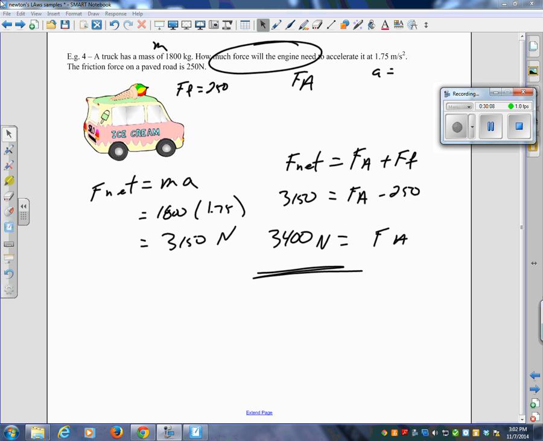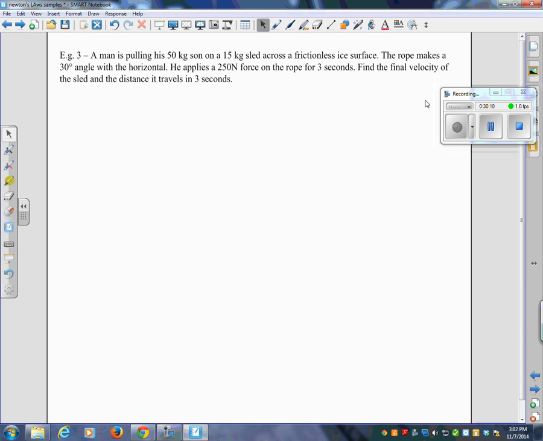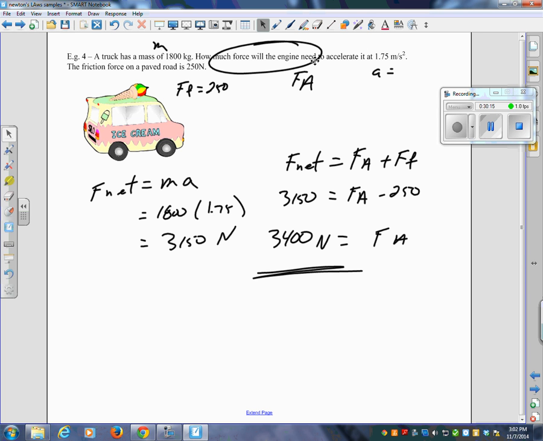Are you ready for example 3? Or are you afraid? Oh, we didn't find A? Yeah, we did. How much force will the engine need to accelerate? 3,400 newtons. Yep.